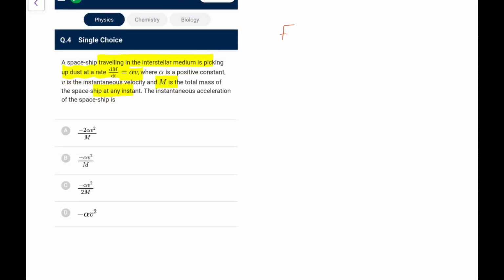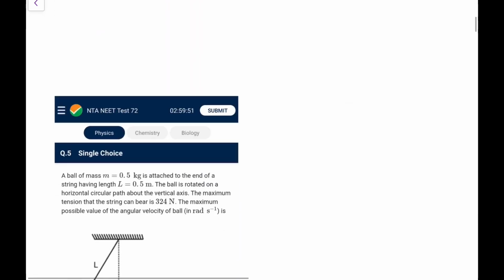So because here we directly write the thrust force is what we have, minus v dm by dt, or v relative dm by dt, so its relative velocity would be minus v. With respect to that, dv by dt is alpha v, and that is equal to ma, so m times a, so a comes out as minus alpha v square by m. So as per this, option B is the appropriate one.